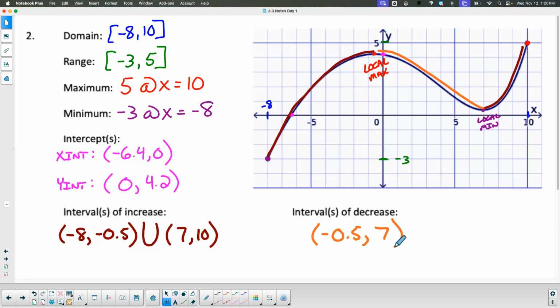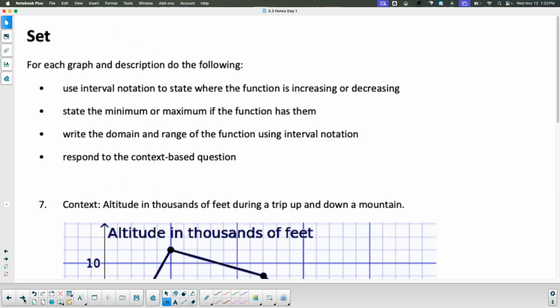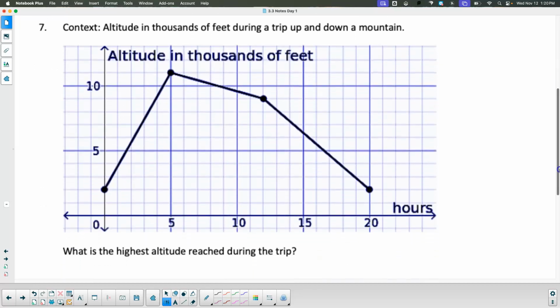So, green packet now. Last night's homework, number 7. I'm positive it was number 7. Which one? Okay. Oh, this one? So number 7, it's asking us to do all of those things. So let's do all of those things.